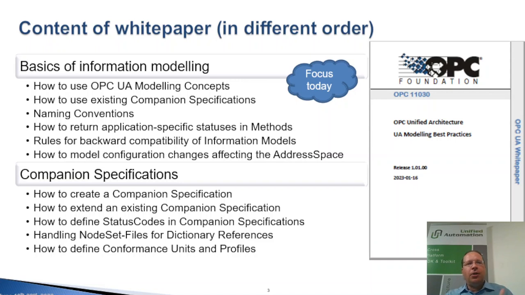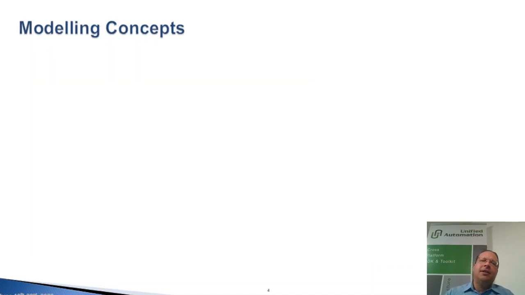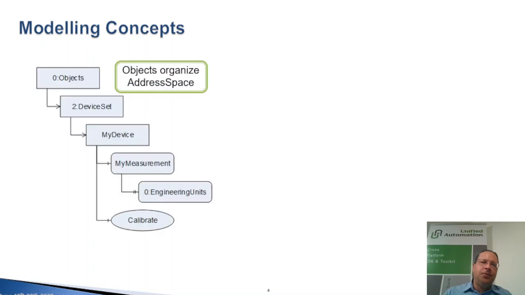All right, so when we talk about information modeling, I want to first repeat the modeling concepts of OPC UA. So we have here, first of all, objects. The objects are organizing the address space. So you can see here under the objects folder where all instances are expected to be. You have the device set where then all devices are supposed to be. And in this example here, I have my device as one object representing a device.